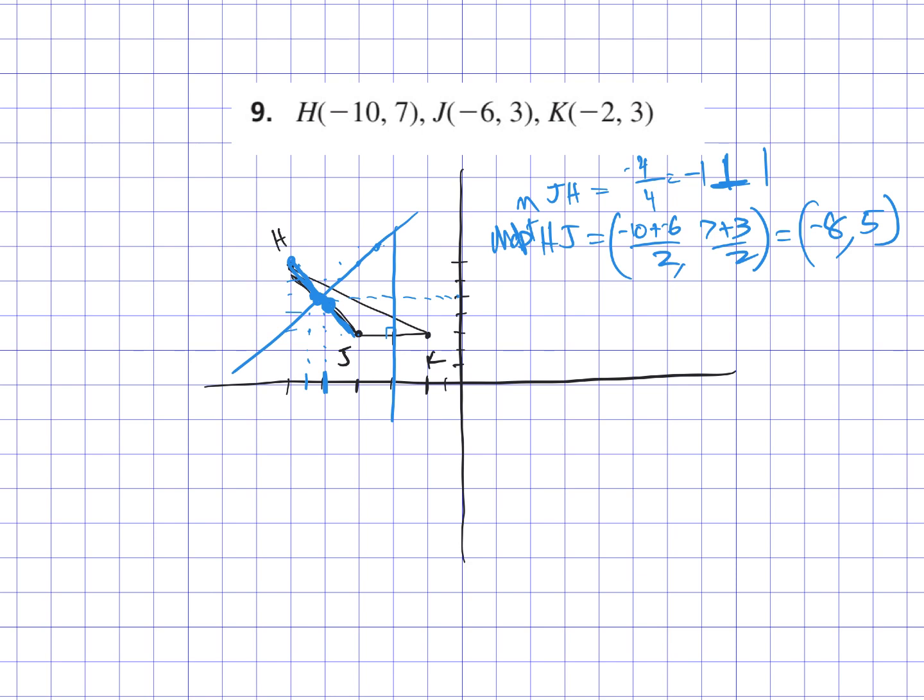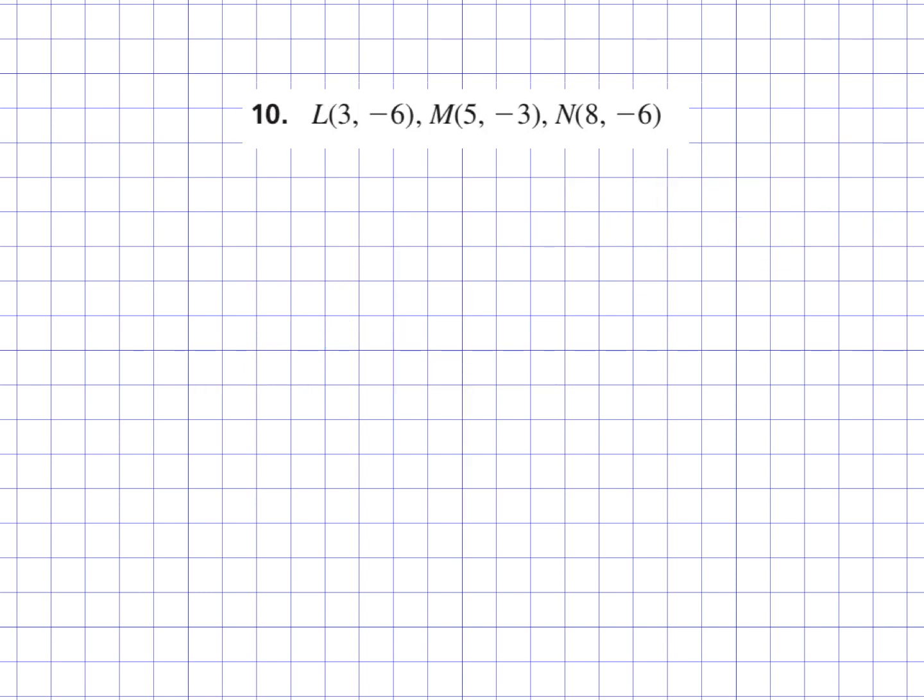So where do these meet? How you do this is use your slopes. Up 1, over 1, up 1, over 1, and so on. And wherever they meet, if you're using your rise over run, you'll find it. So that's your circumcenter. Let's go on to number 10.